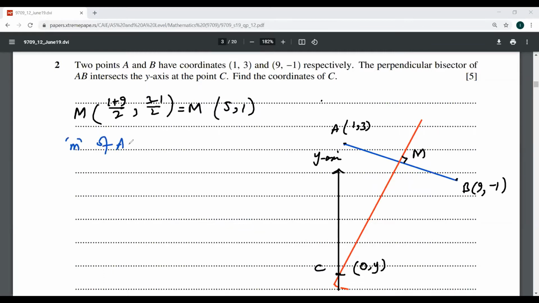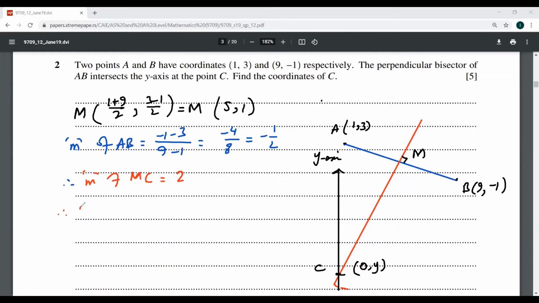So we have m of AB, that is y2 minus y1 over x2 minus x1, which is -1 minus 3 over 2, that is -4 over 8, which is minus half. Therefore, now we will be writing the gradient of this perpendicular bisector. The gradient of this MC would be 2, that is the negative reciprocal. When two lines are perpendicular, the gradients are the negative reciprocals of each other.